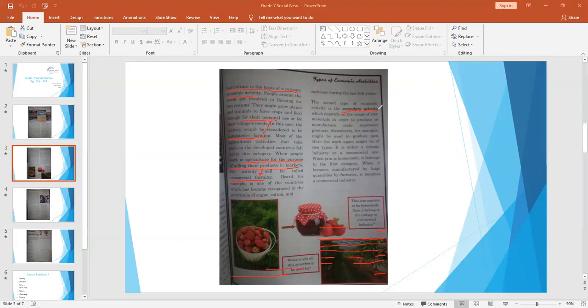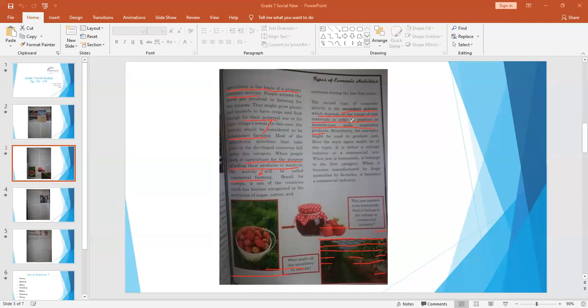Now, we know that primary economic activities depend fully on primary resources. Okay, we know this. Now, secondly, we have secondary activity, which depends, underline this please, on the usage of raw materials in order to produce or manufacture more expensive products. And here's a good example. Let me give you an example of a strawberry farmer. A strawberry farmer would fall under a primary economic activity.